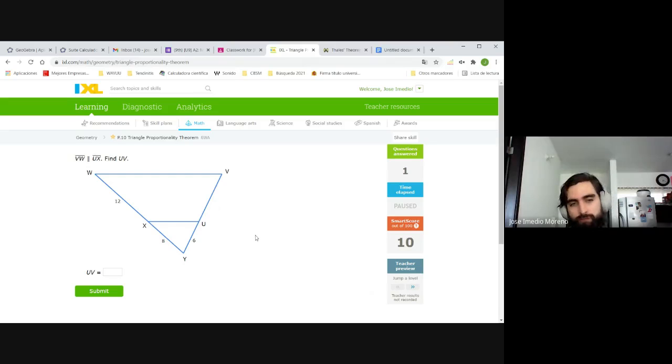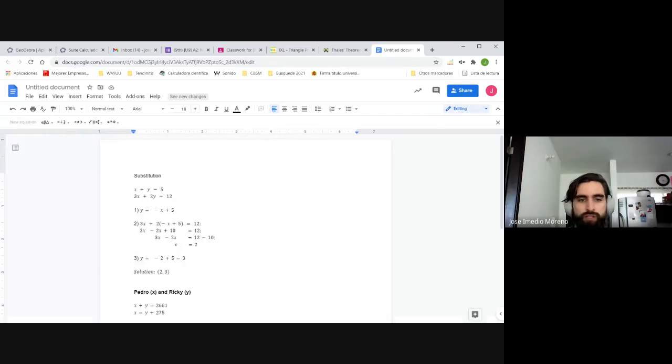So by Thales' theorem, I can be sure that the relationship between these two segments is the same as the relation between this segment and this segment. And I'm missing this one, UV. So I can be sure that 8 over 6 equals 12 over UV, or I can do it the other way, so it's easier: 6 over 8 equals UV over 12. I'm going to write it here.